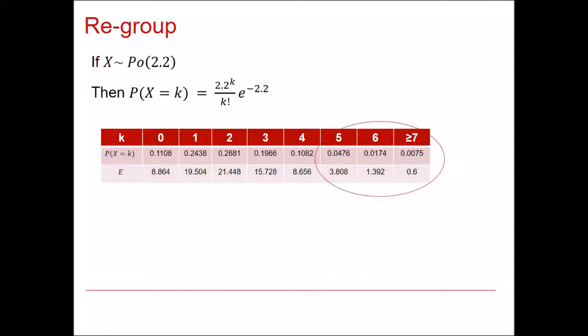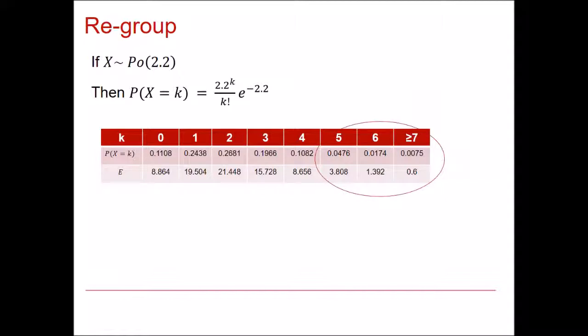The three circled expected frequencies you can see are less than 5, but if I add those together I will get a single category of greater than or equal to 5, where the expected frequency is greater than 5.